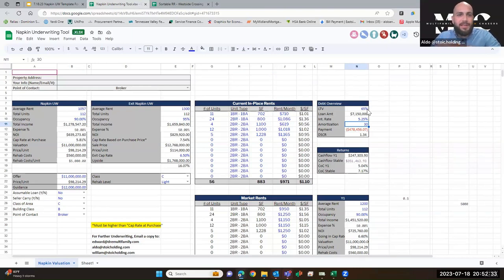Well, needless to say, they didn't go for the $11 million, right? So they sold it for higher than that. But if we could have gotten it at $11 million, that would have been a deal for sure, right? Going in, the cap rate at purchase is higher than your interest rate. So we're good there.